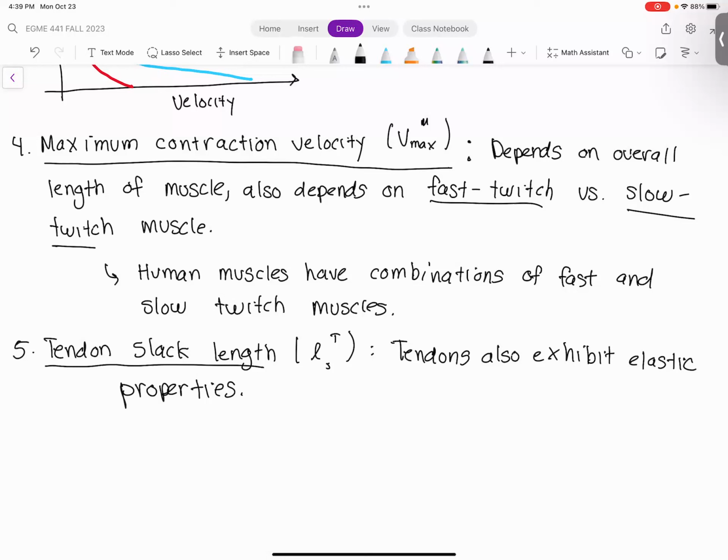And so, of course, the elastic properties of the tendons are also going to affect the amount of force that your muscle can produce and the speed at which it can contract and things like that. But tendons, molecularly, are very different than muscles. And so instead of modeling them as a straight up spring, usually tendons are modeled more as a non-linear spring, which is more rigid than a typical spring.